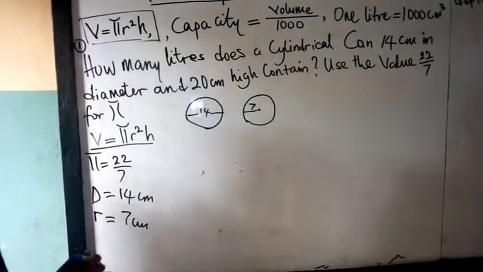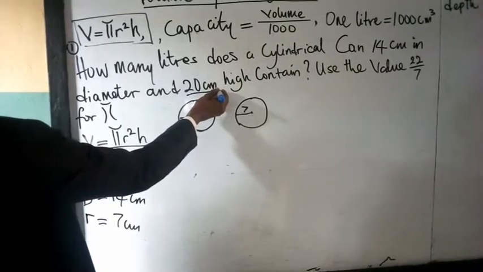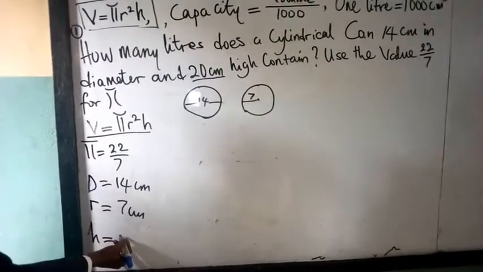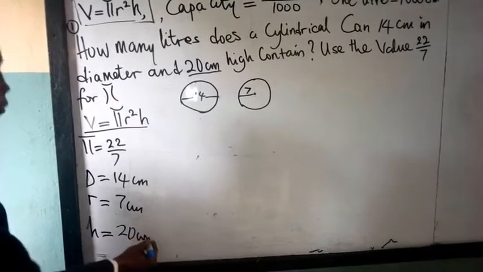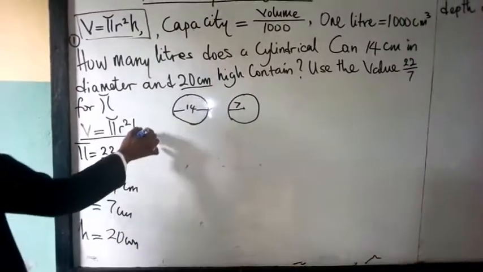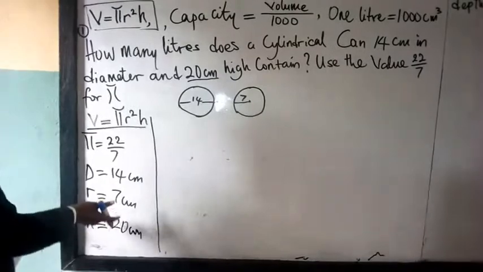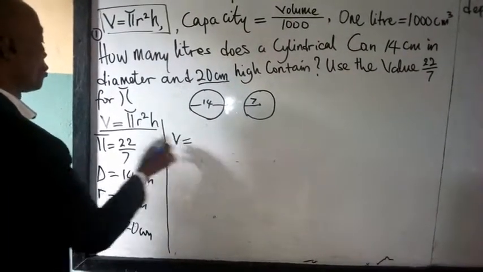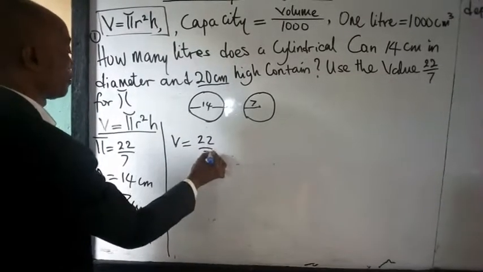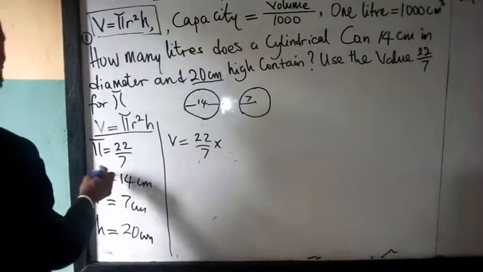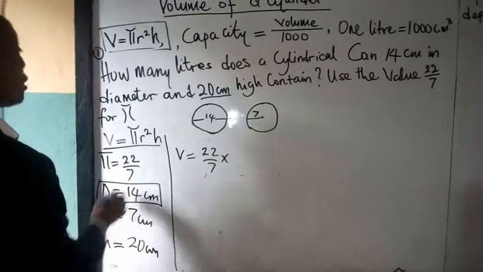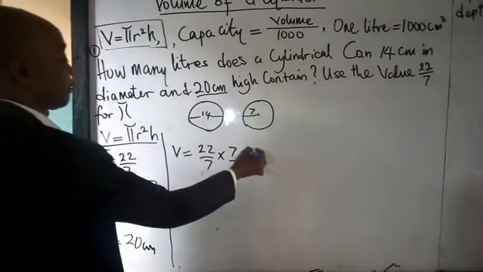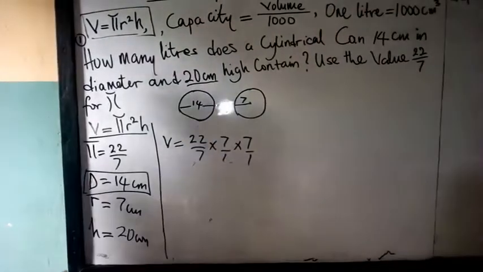And then the height is given here to be 20. So height here, look at the board, everybody, is 20 centimeters. Okay, now let's see. We have stated the formula. We have also outlined what is expected to be fixed inside the formula. Volume is equal to, in place of pi, you write 22 all over 7, times, not diameter this time around, we are going to use radius, times radius 7 all over 1 times another 7 all over 1.